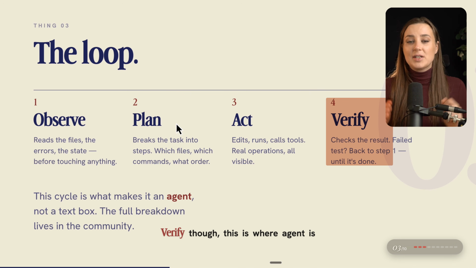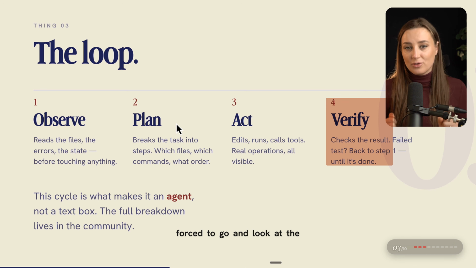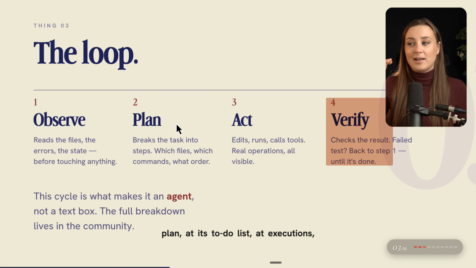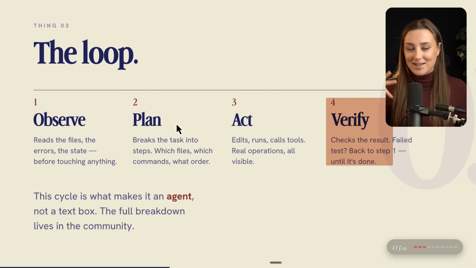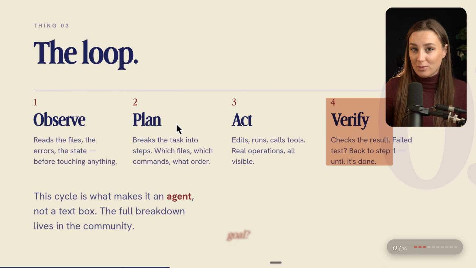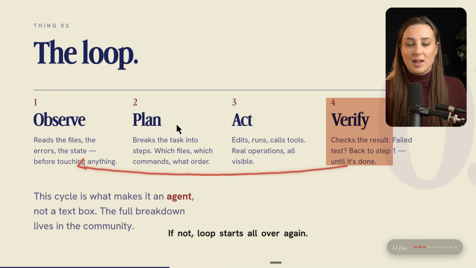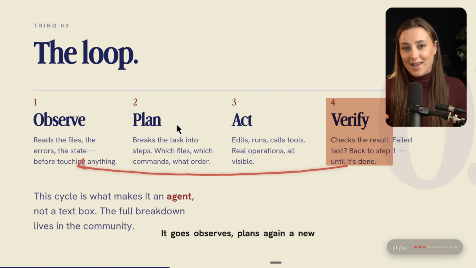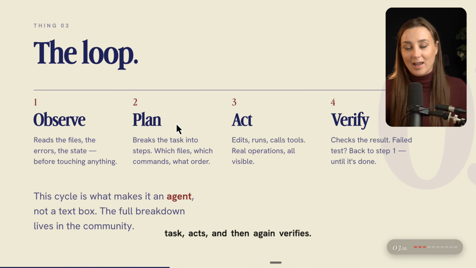Verify, though, is where the agent is forced to look at the plan, at its to-do list, at executions, and ask: did we achieve the goal? If not, the loop starts all over again. It observes, plans a new task, acts, and then again verifies.